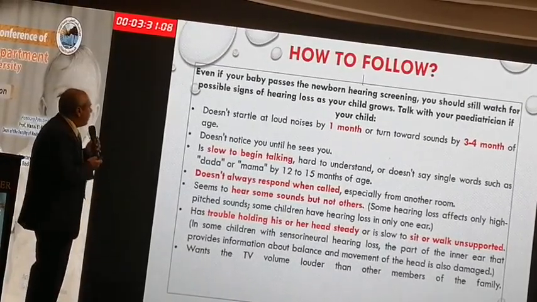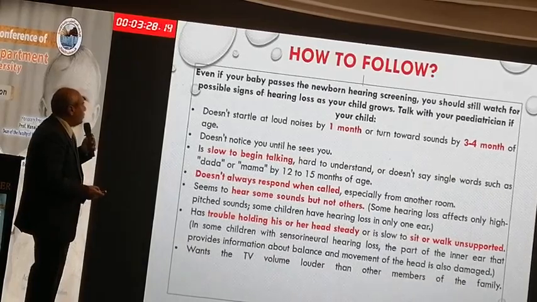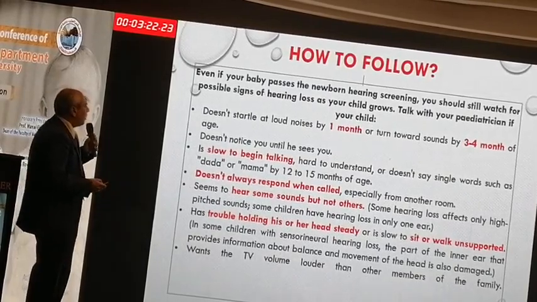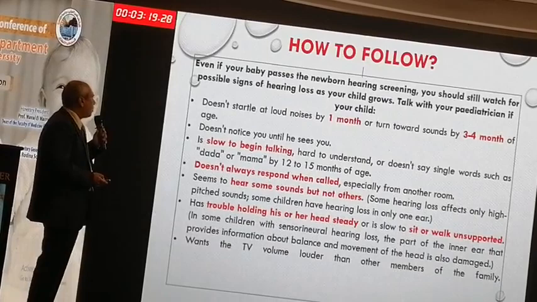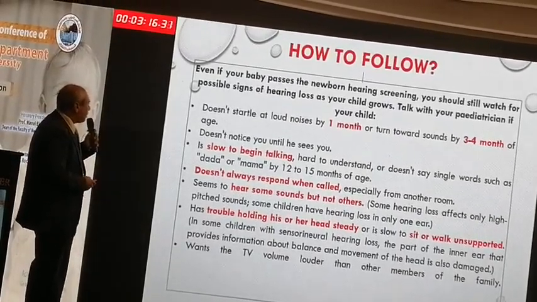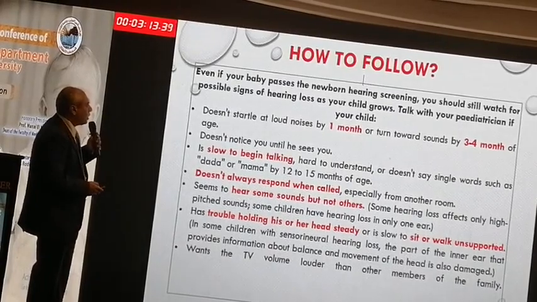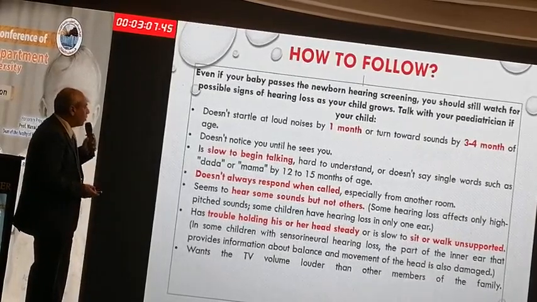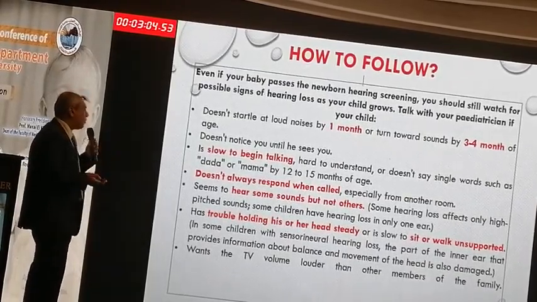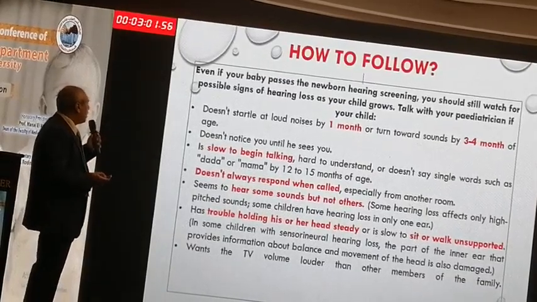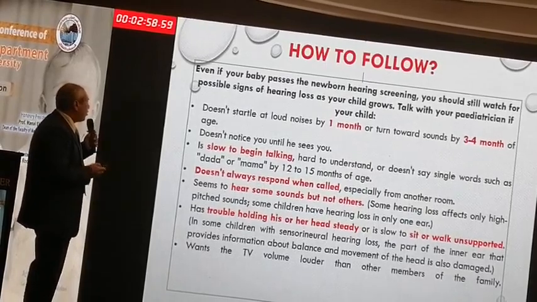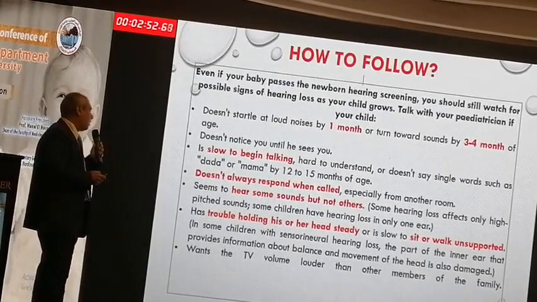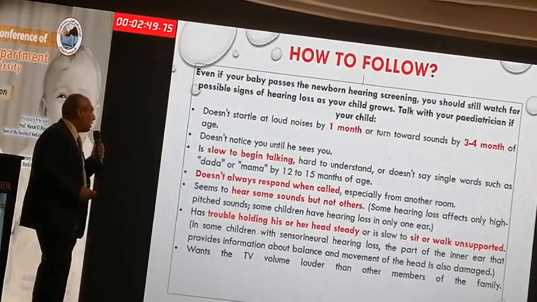Follow-up. Even if the baby passes the newborn hearing screening, you should still watch for possible signs of hearing loss as the child grows. If you find one of the following points, you should talk with the pediatrician and consult. If the baby doesn't startle at loud noises by the age of 1 month, doesn't turn towards sounds by 3 to 4 months, doesn't notice you until he sees you, is slow to begin talking, is hard to understand, or doesn't say single words such as dada or mama by the age of 12 to 15 months, doesn't always respond when called, hears some sounds but not others, or has trouble holding the head steady or sitting or walking unsupported, because sometimes when we have sensory hearing loss, there is vestibular dysfunction along with it.